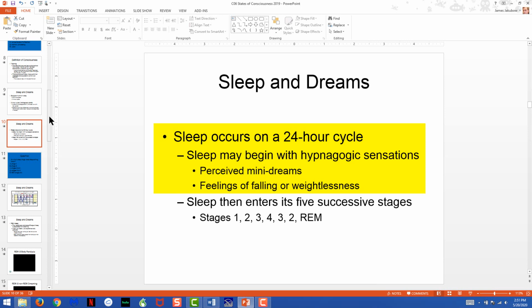One last comment about this slide. If you take a look at stage 1 sleep, it is always the very first stage of sleep that you go into. You only ever go into it once over the course of the evening, and it's the only sleep stage that involves hypnagogic sensations. That makes stage 1 unique for those 3 properties. It's always the first, you only go into it once, it's the only one with hypnagogic sensations.